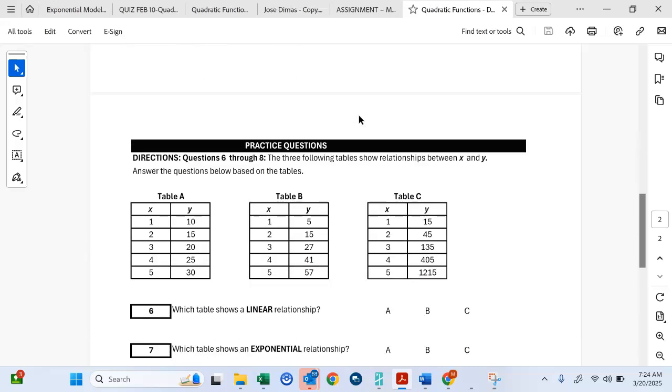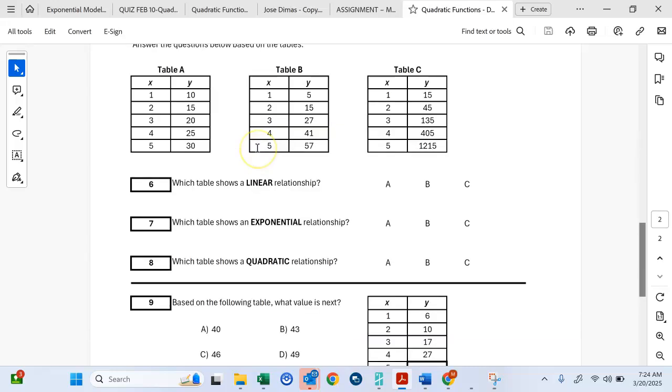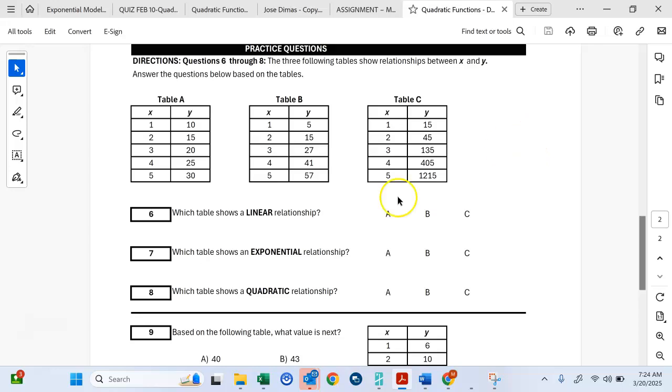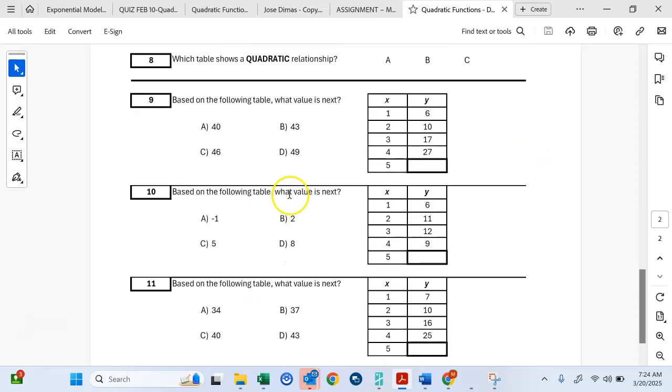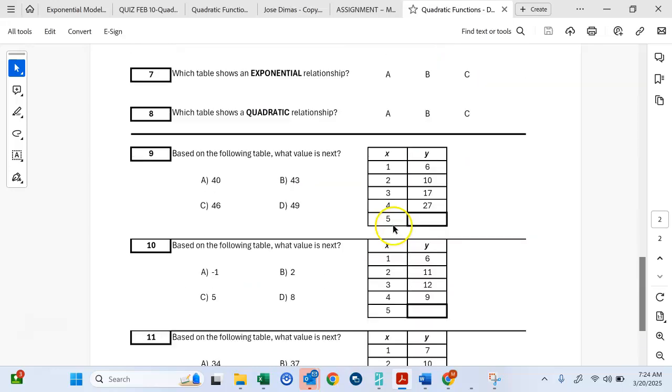Okay. So now that you've done that, then you guys are ready to do the rest of the assignment, okay? The practice questions right there. And again, we have 3 tables, so you decide which one's which. And then we have these practice tables right here. So that's how we do today's assignment. And make sure you enter it into Canvas when you're done, okay?